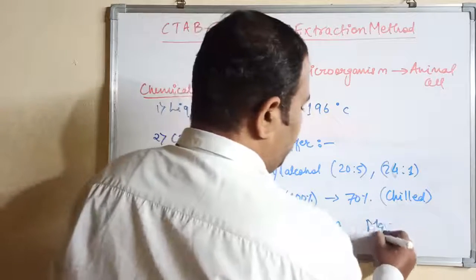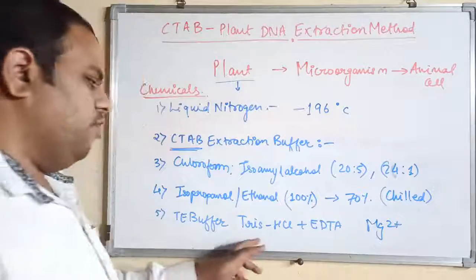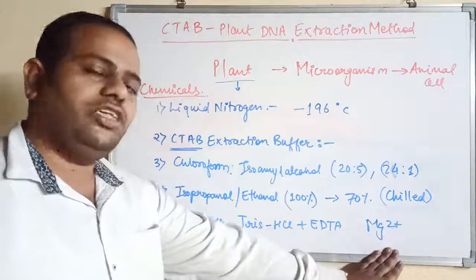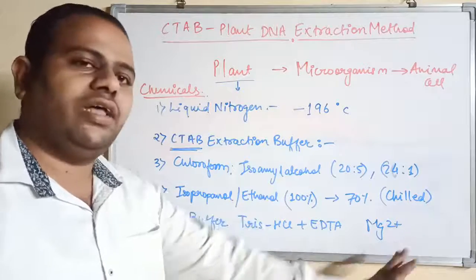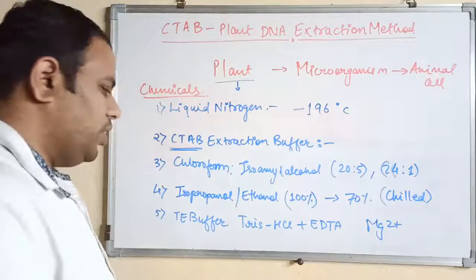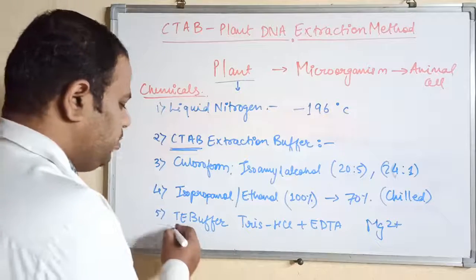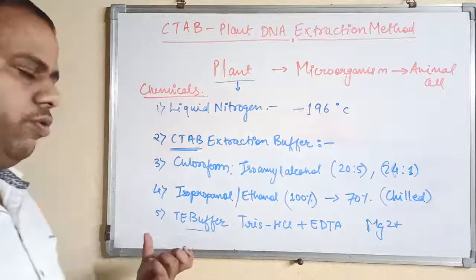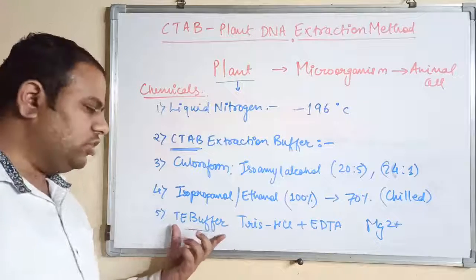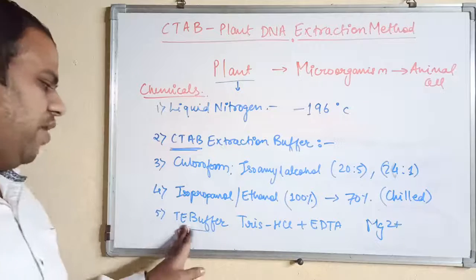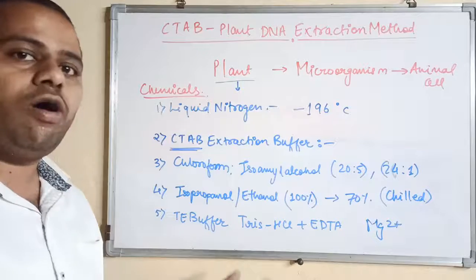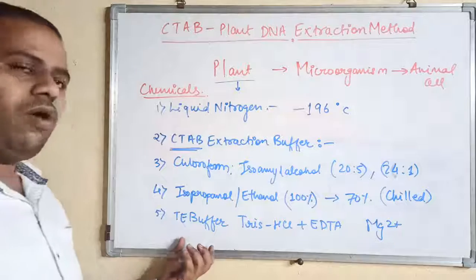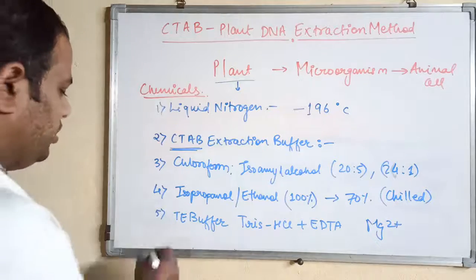So why is this buffer used? First of all, pH should be maintained, and with EDTA, there are no Mg2+ ions available in that solution, so that our DNA remains intact. This buffer is used as a solubilizing buffer for DNA, or DNA is stored in this buffer. You can use the DNA by dissolving it in this buffer. It is required at the last step, where the DNA is isolated in a purified form and you have to dissolve it, so this TE buffer is used.